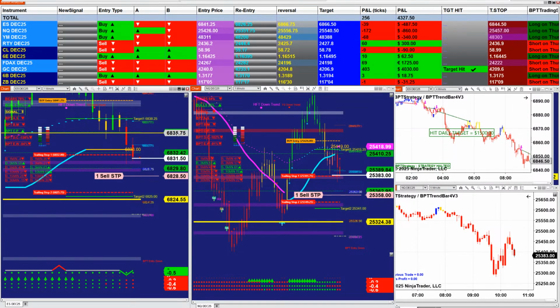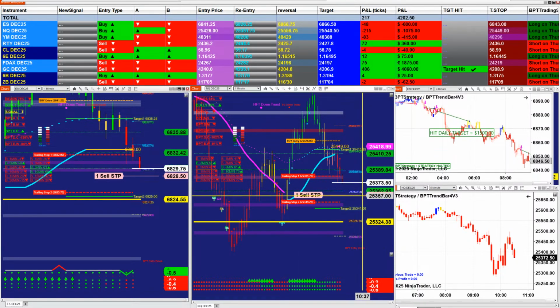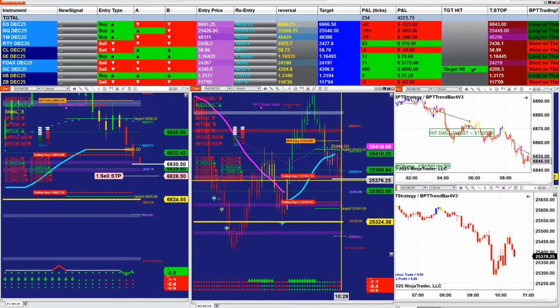Thus, we have a short right in here. Short at 25,358, and we have a short at 6,828 on the ES. Those are the short trades you have. And we are coming to those trades, but there is a short here.